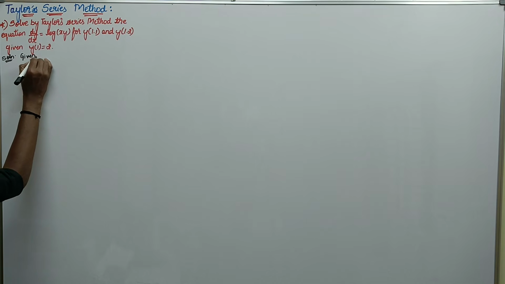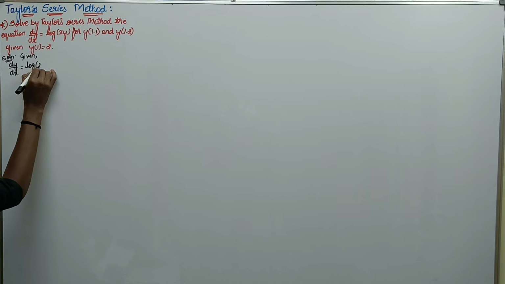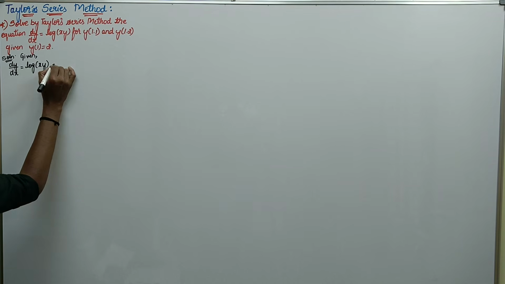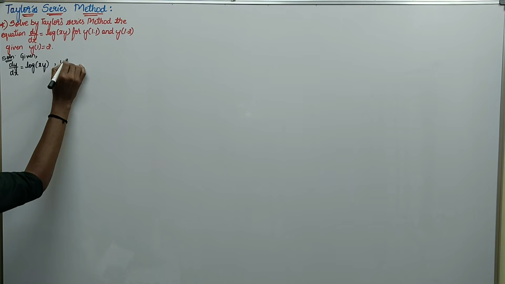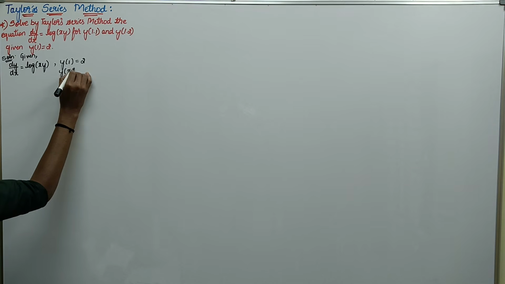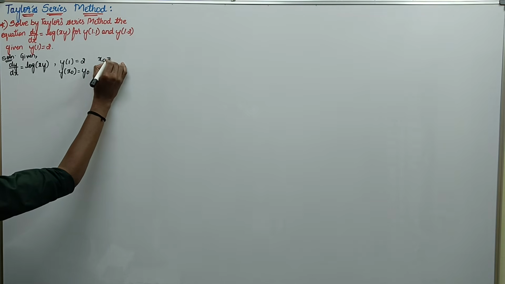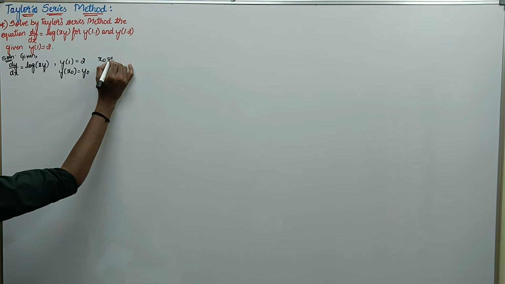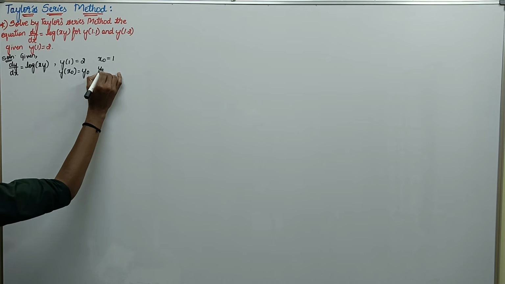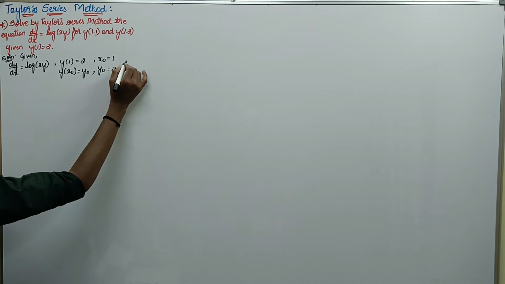Given, what is the given? That is dy by dx, which is equal to log x into y, where y of 1 equal to 2. This y of 1 equal to 2 can be represented as y of x naught equal to y naught, where x naught represents 1 and y naught represents 2. Got the point?